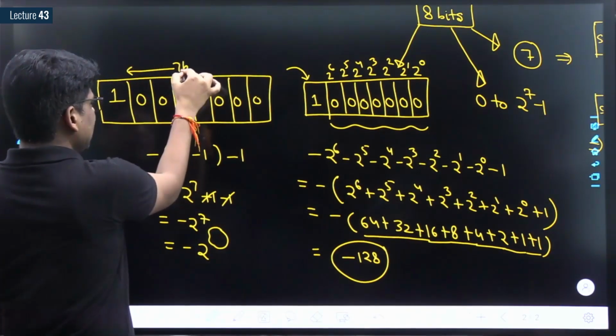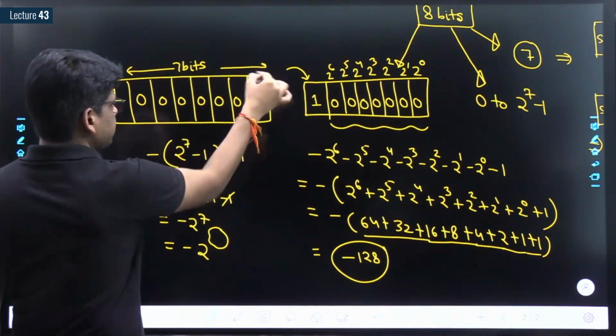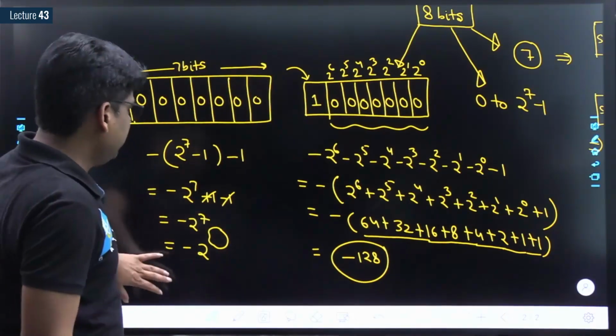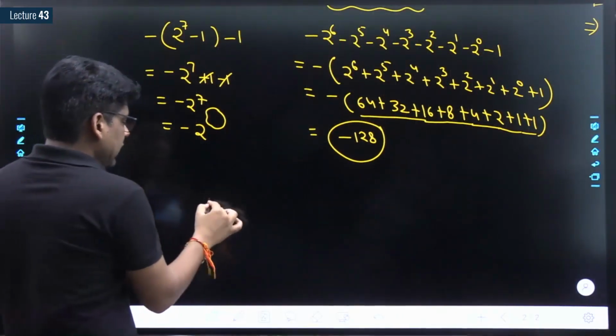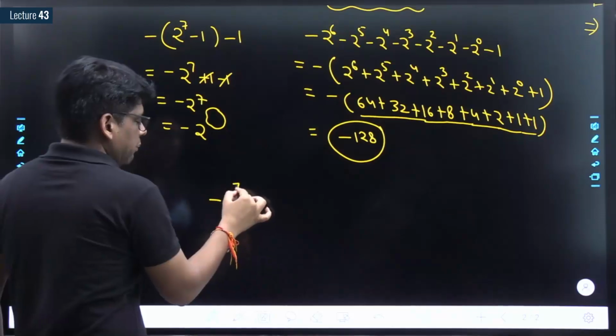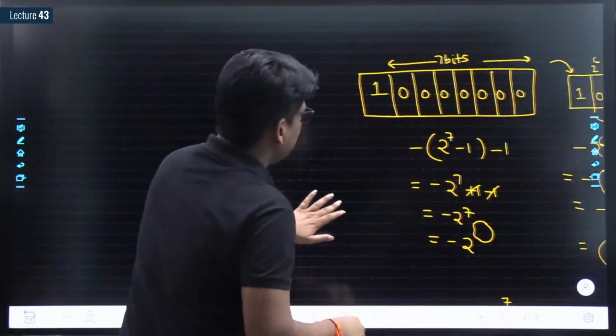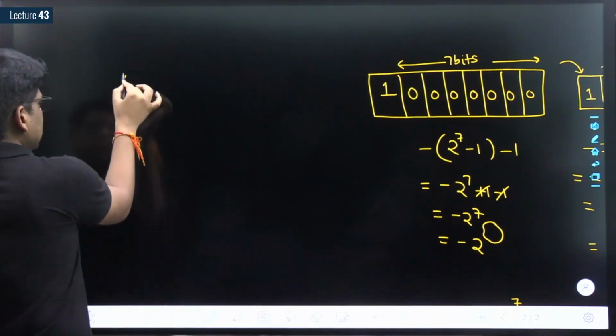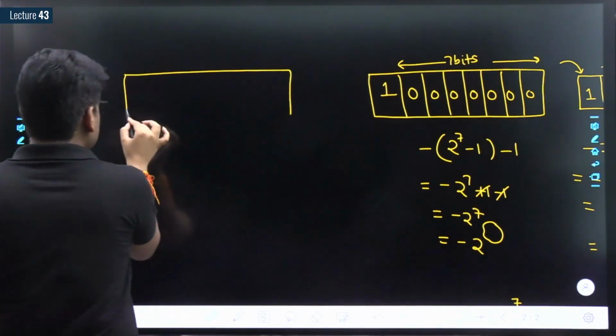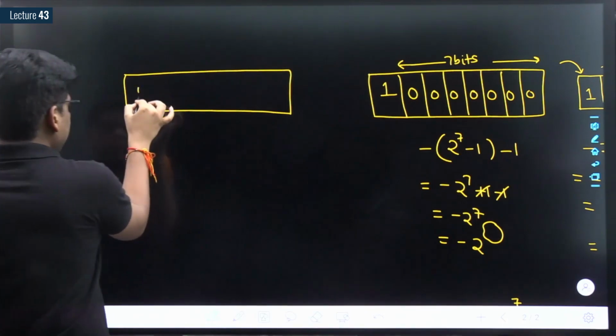Sir, how many are they? They are 7 bits. So the minimum value is nothing but minus of 2 to the power number of bits. And what could be the maximum value? Sir, for negative, what could be the maximum value? The maximum value always occurs when we have all 1.